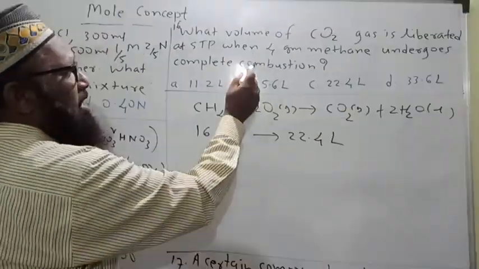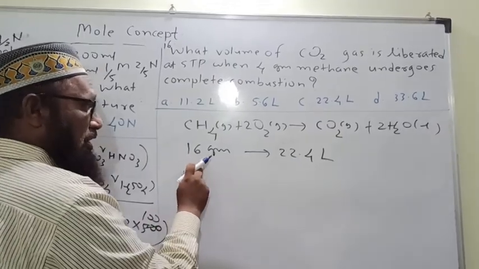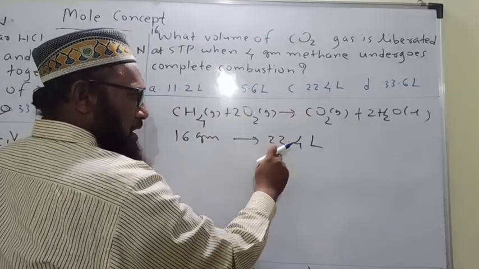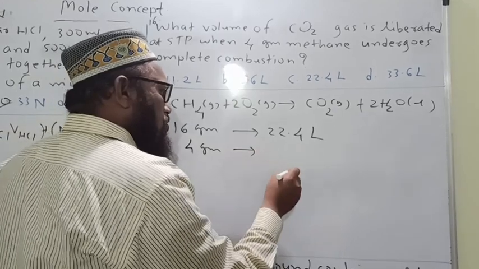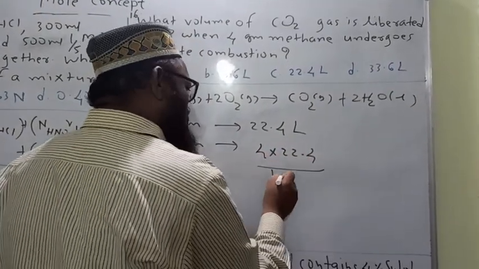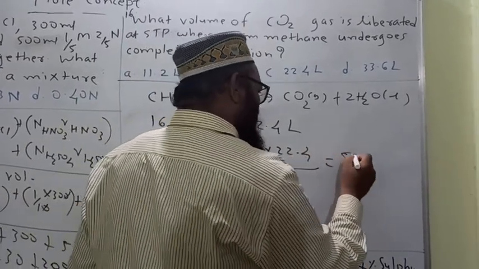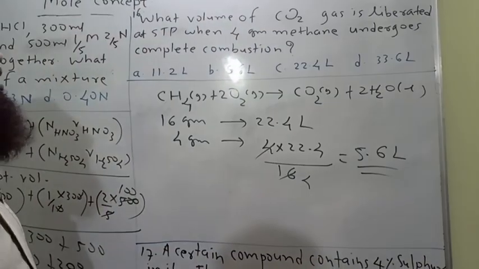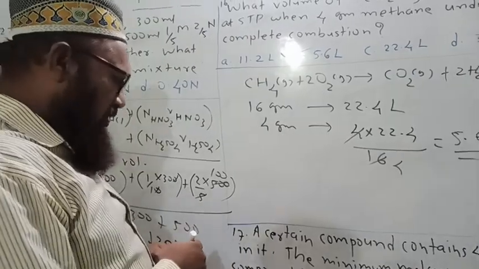But in the numerical, how many grams of methane are given? Just 4 grams. 16 grams, 1 mole, carbon dioxide, 22.4 liter. Then for 4 grams, what do we get here? 4 into 22.4 upon 16, 4 is equal to 5.6 liter. Here option B, 5.6 liter, is the correct option.